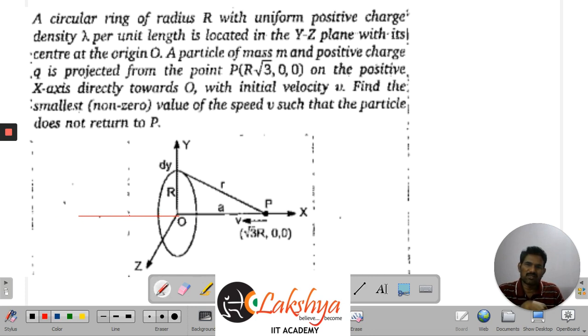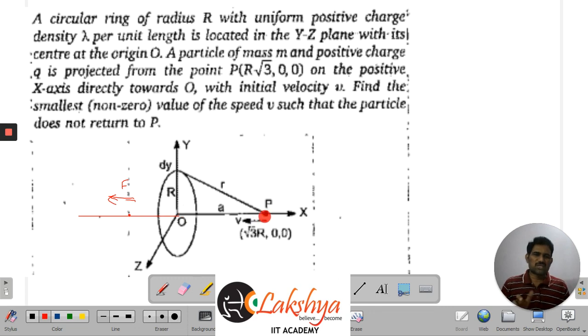Once the particle is, for example, here, the force acting on it will be along this direction, so the repulsive force will be there on this particle. Then you can observe that the particle automatically moves away. So our minimum condition is just to reach this point here, and that is our minimum velocity required. Now we can apply conservation of energy. When the particle is at point P, it has some kinetic energy because we are projecting with velocity v, and it has potential energy because the two charges are nearby.